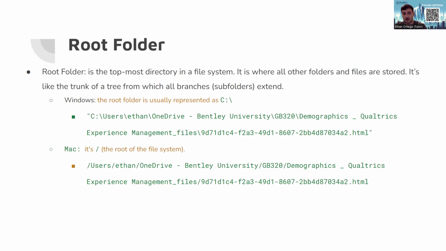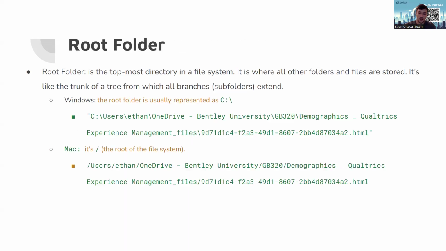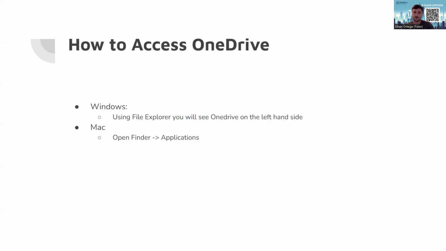But really, the biggest difference between Mac and Windows is just one's coming from a C drive, and then Mac just uses a slash, which, in my opinion, makes it a little harder to see where it begins, but it still works in practice. So, how to access OneDrive? You just saw how it was accessed through that file directory, right? Within Windows, you're going to use what's called File Explorer, which I believe most of you would be familiar with at this point, and you will see OneDrive on the left-hand side. With Mac, you're going to open Finder and then navigate to applications. And then within applications, your OneDrive should be in there.